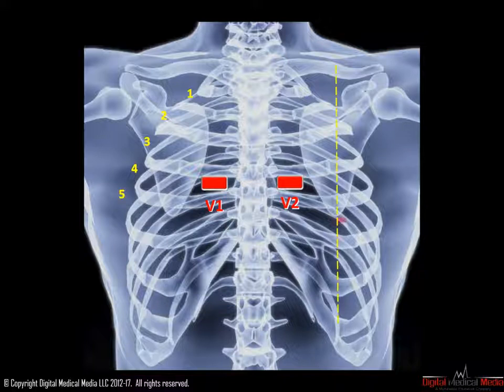Lead V4 is placed in the mid-clavicular line in the 5th intercostal space. Lead V3 is placed halfway between leads V2 and V4. Lead V6 is also in the 5th intercostal space, but it is placed all the way around in the mid-axillary line on the left side. Lead V5 is halfway between leads V4 and lead V6. These are called the precordial leads and comprise the next 6 leads of a standardized 12-lead ECG.